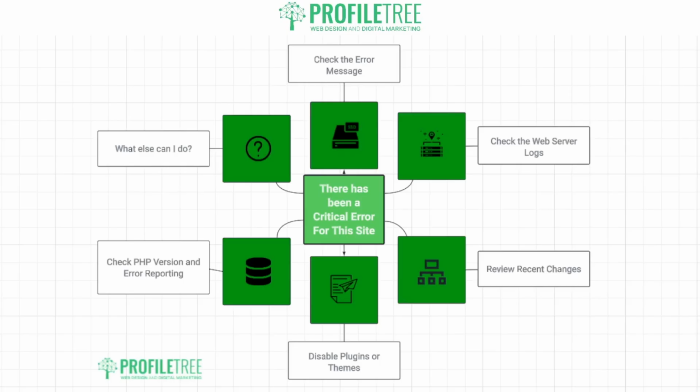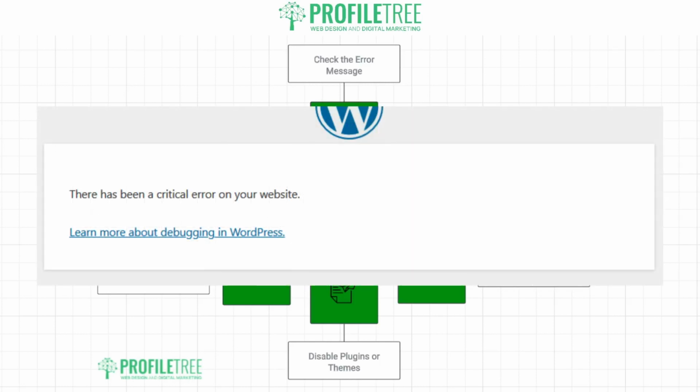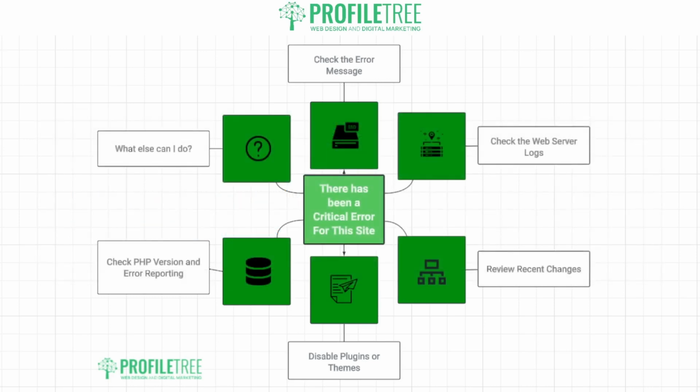So you've finally done a WordPress website build and everything has gone well and you've published it and deployed it. However, this is the sort of error message that you're getting. There's actually a couple of steps that you can take to diagnose and address this issue. The first one is to check the error message.